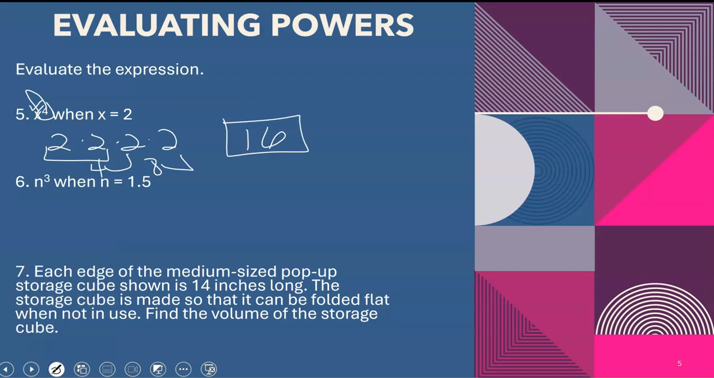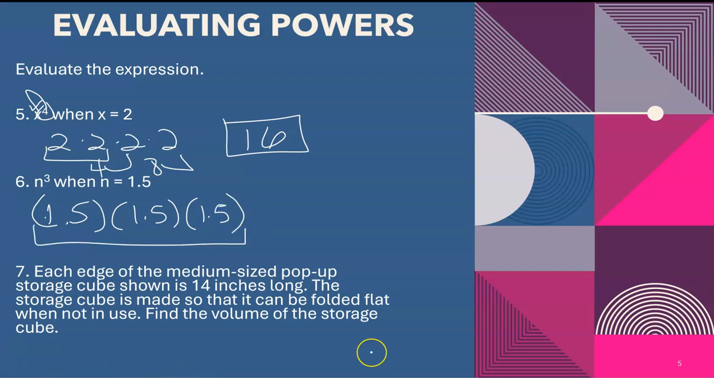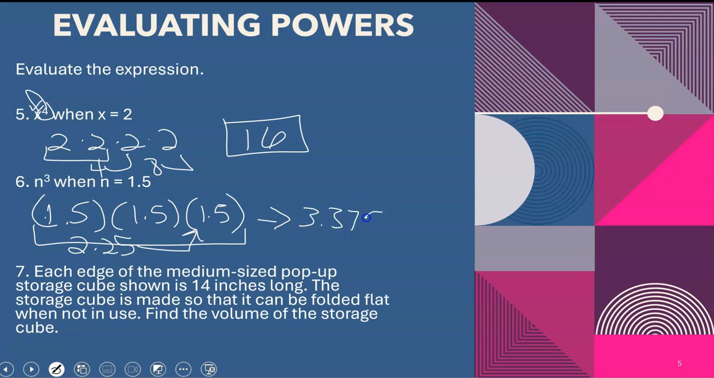Evaluate the expression n cubed when n equals 1.5. So we have 1.5, and that's being multiplied not once, not twice, but 3 times. Do that math. 1.5 times 1.5 is 2 1/4 or 2.25. And then times that one more time by 1.5, and you get 3.375.